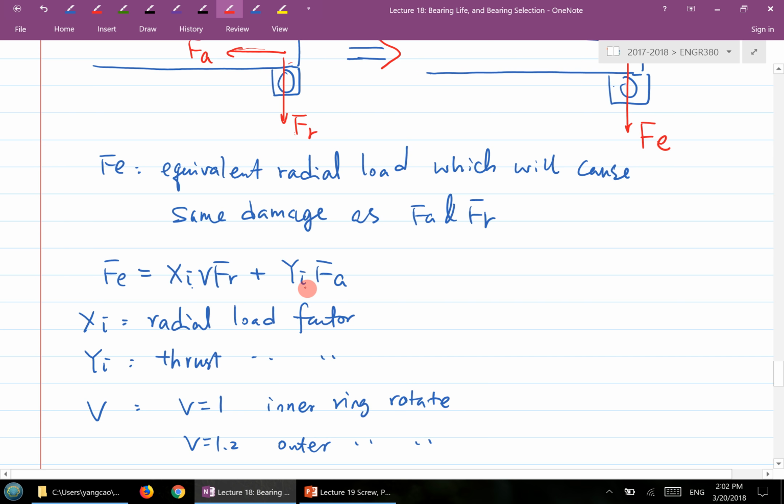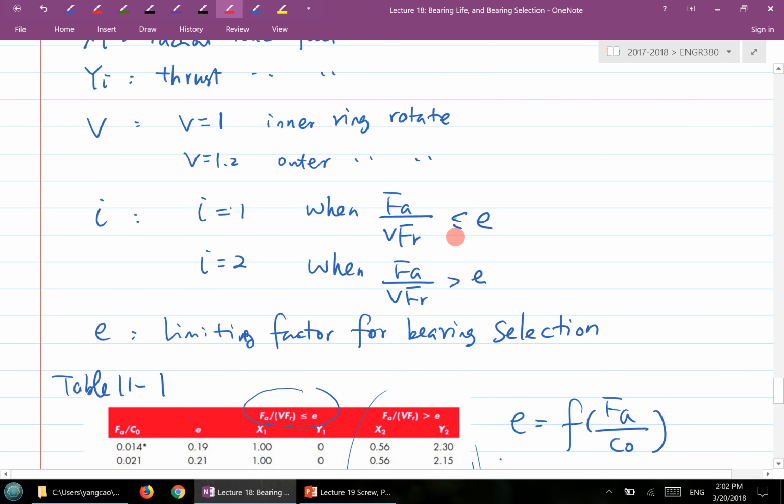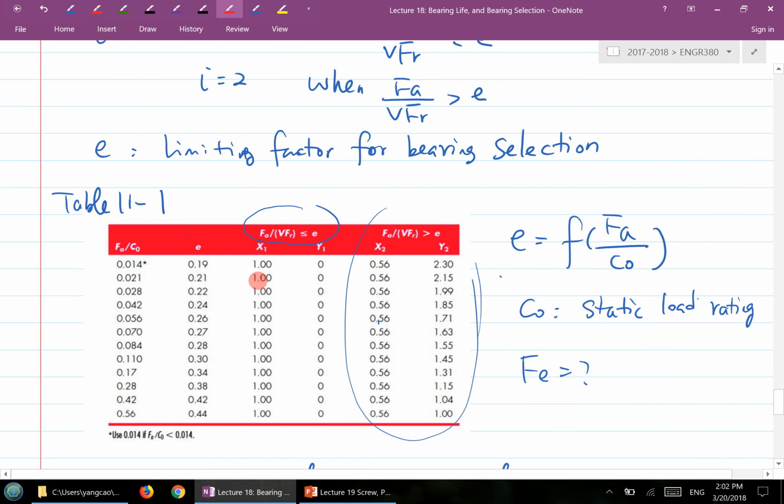Xi and Yi are the so-called radial and thrust load factors, and they depend on the value of i. So i can be 1 or can be 2. The 1 or 2 depends on the ratio comparison, the ratio Fa over V Fr, and the so-called e factor. E is called the limiting factor for bearing selection, and Table 11-1 is basically our guideline for this selection process. You have a column here for i equal to 1 and columns here for i equal to 2, and then a column of e values corresponding to the ratio between Fa and C naught.